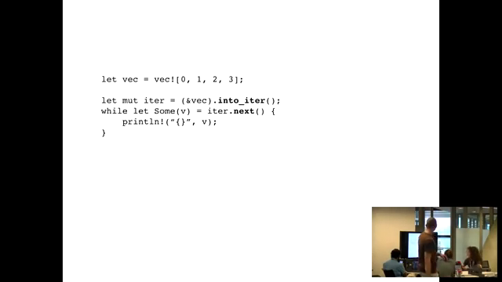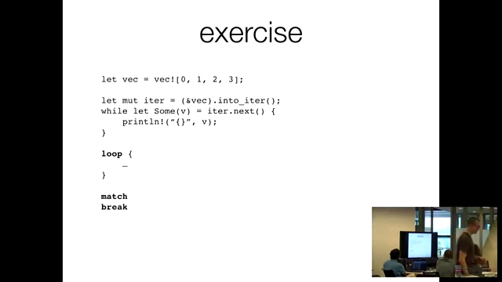So this is essentially what the for loop boils down to. We run into_iter to get ourselves an iterator, and then we repeatedly call iter.next. And whilst that returns a Some variant, we execute the body of the loop. And if it returns None, then we stop. But that's not the end of the story.